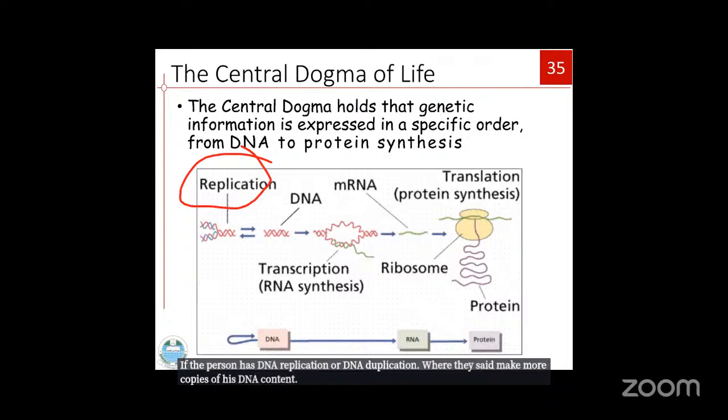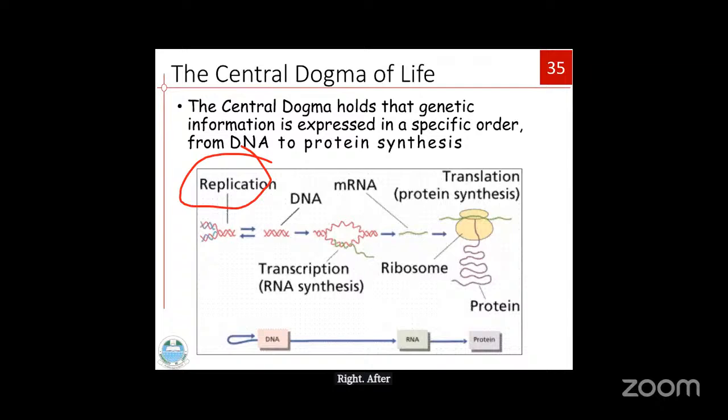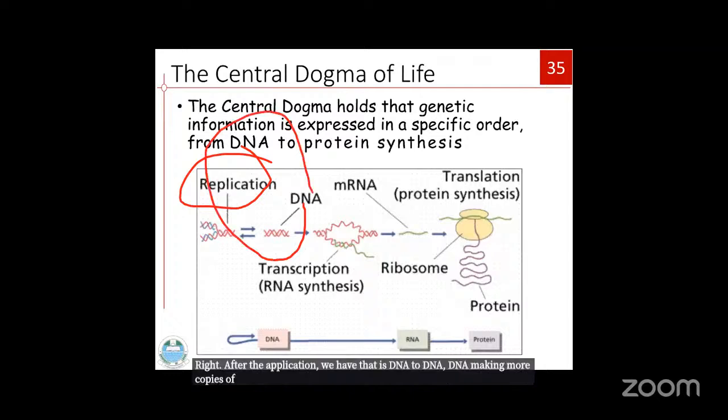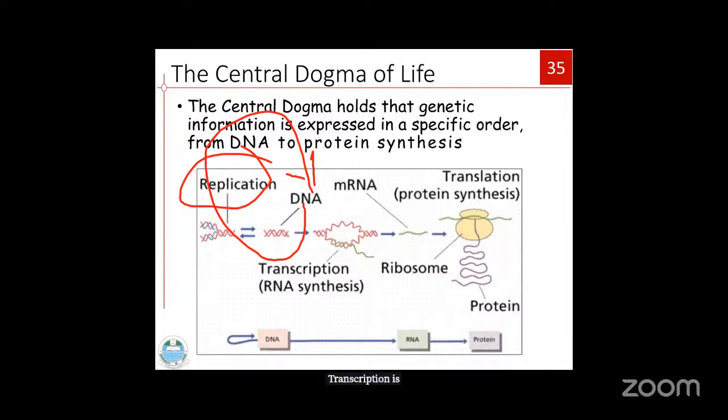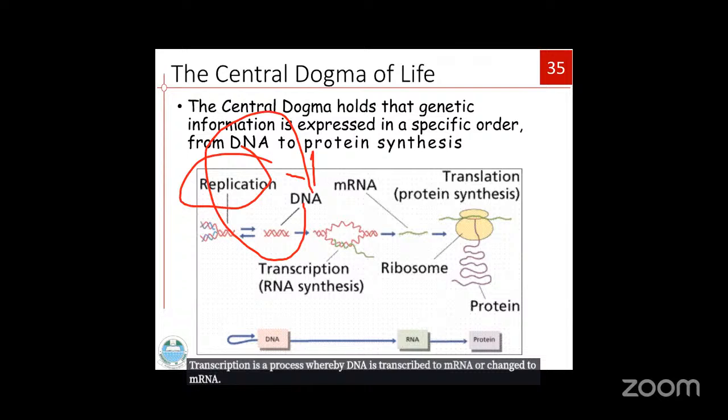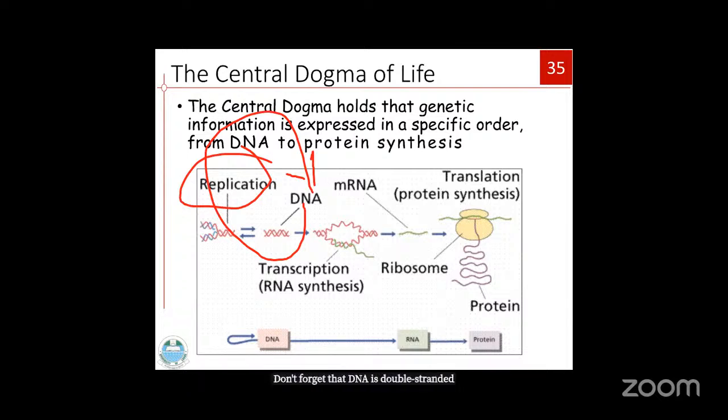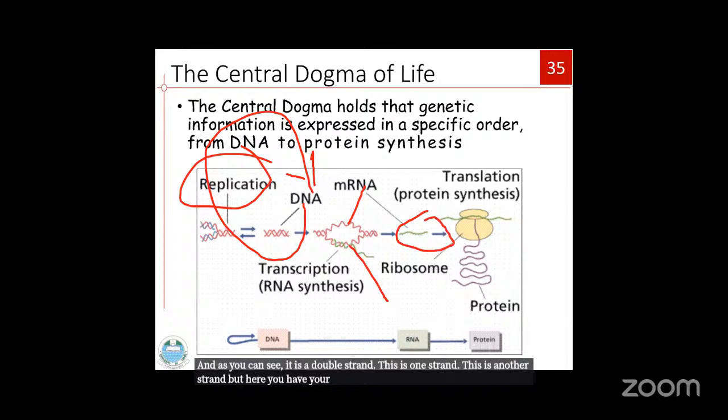right? So after replication, that is DNA to DNA, DNA making more copies of itself, like you have DNA making more copies of DNA. So DNA to DNA is known as replication. After that process, you have transcription. Transcription is a process whereby DNA is transcribed to mRNA or changed to mRNA. Don't forget that DNA is double-stranded and RNA is single-stranded. And as you can see, this is a double strand. This is one strand. This is another strand. But here you have your RNA that is just one strand, right?